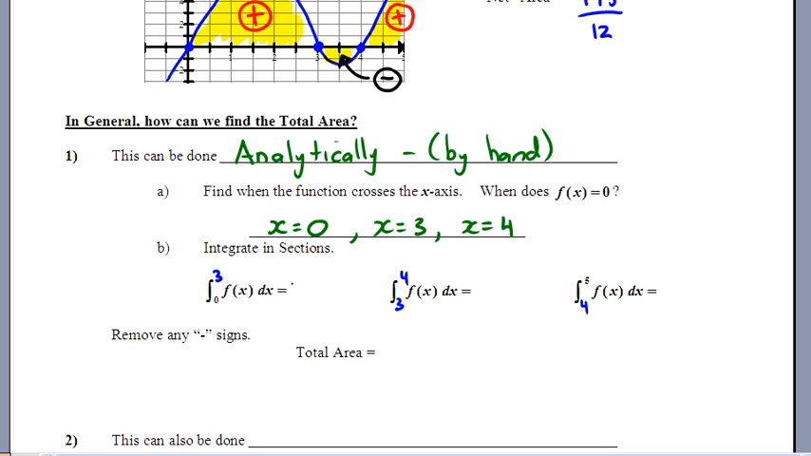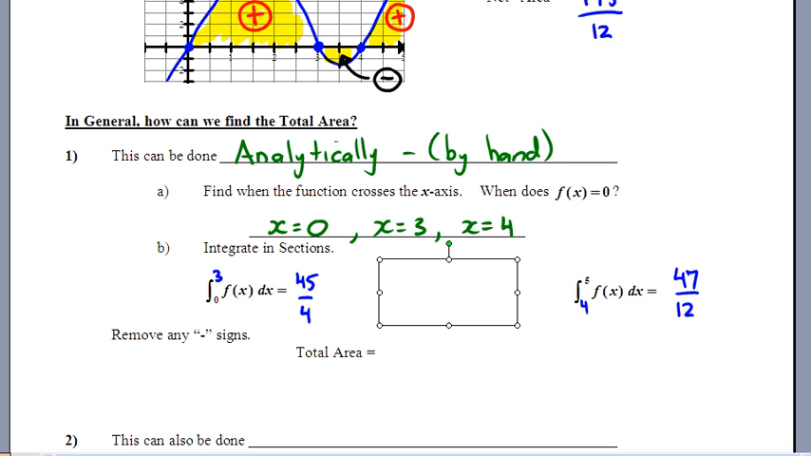You can find an antiderivative, put those values in, and you end up with 45/4 for this first one. No surprise that the calculus gives you a negative answer here. It's negative 7/12 for this one here. And then the last one is 47/12. So I'm not at all surprised that the calculus told me that that one integral in the center there was negative. This one right here, it's just saying, hey, this area is hanging down below the x-axis. Be aware of that.